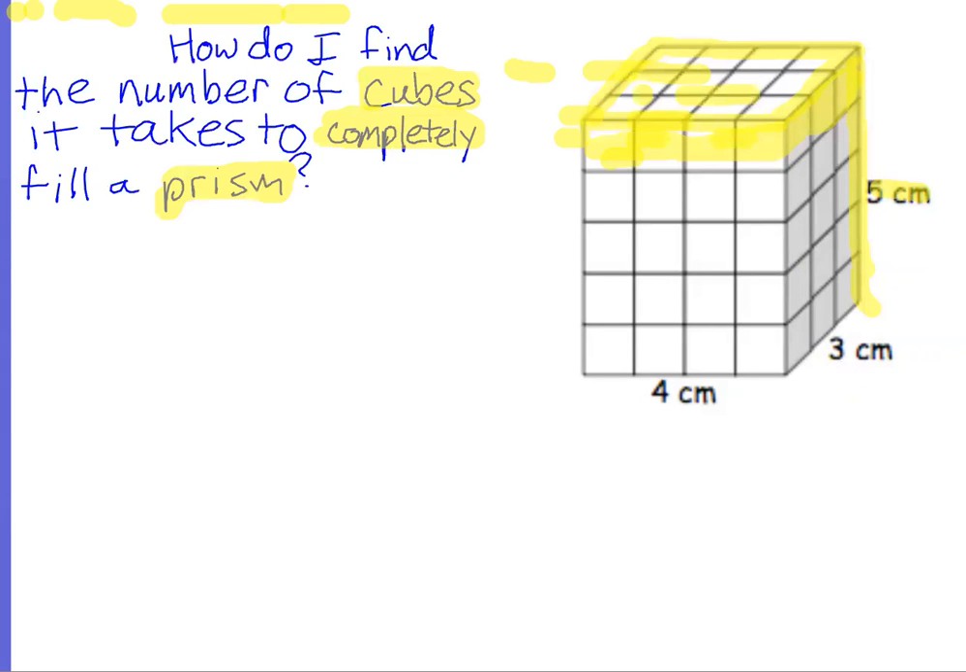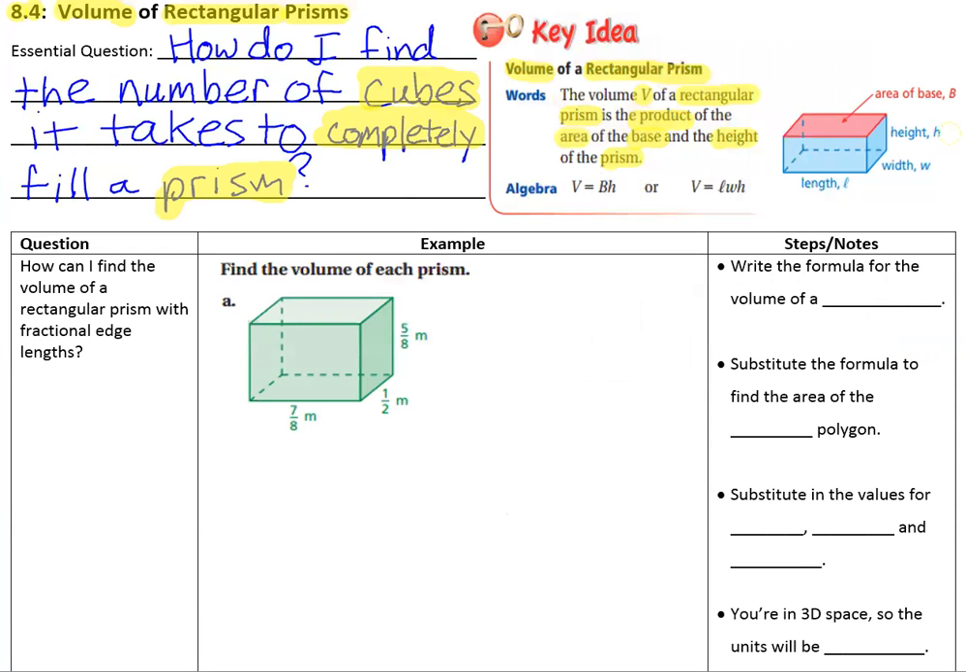That is volume. So the way they have it here is find the area of the base, and I guess they're also making the top the base. So the area of the base, and notice it's capital B. That B stands for area of the base, and then multiply by the height, which is the same as the number of layers of cubes that there are, in order to find the number of cubes to fill the entire prism.